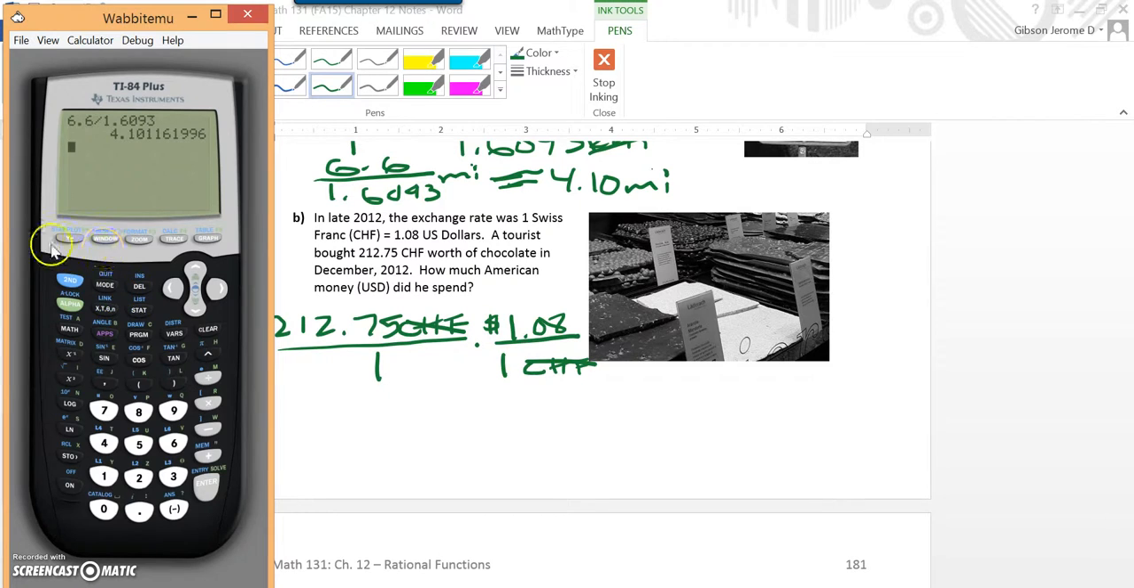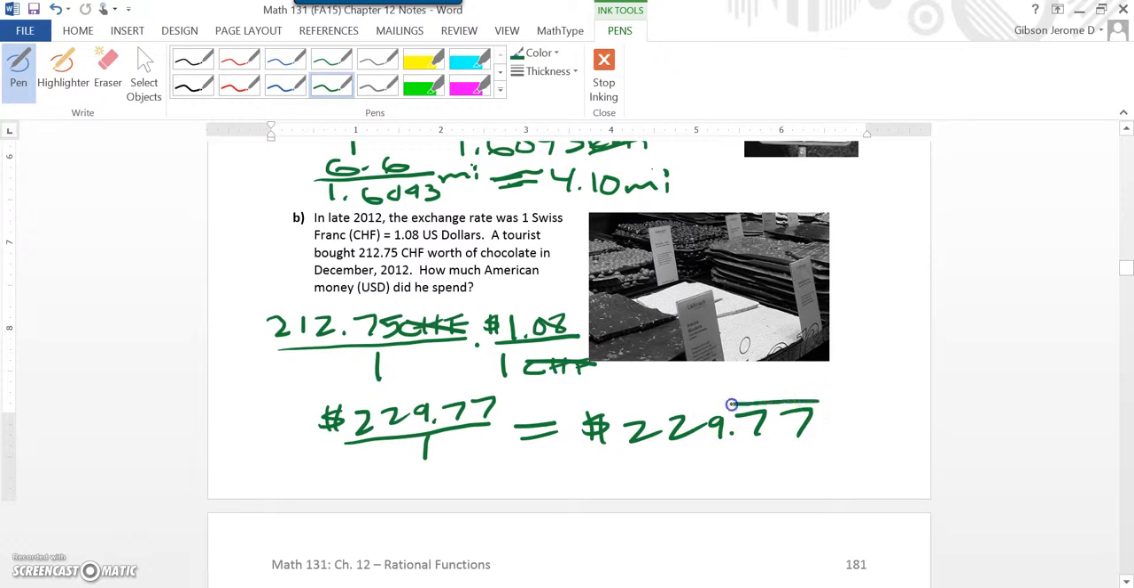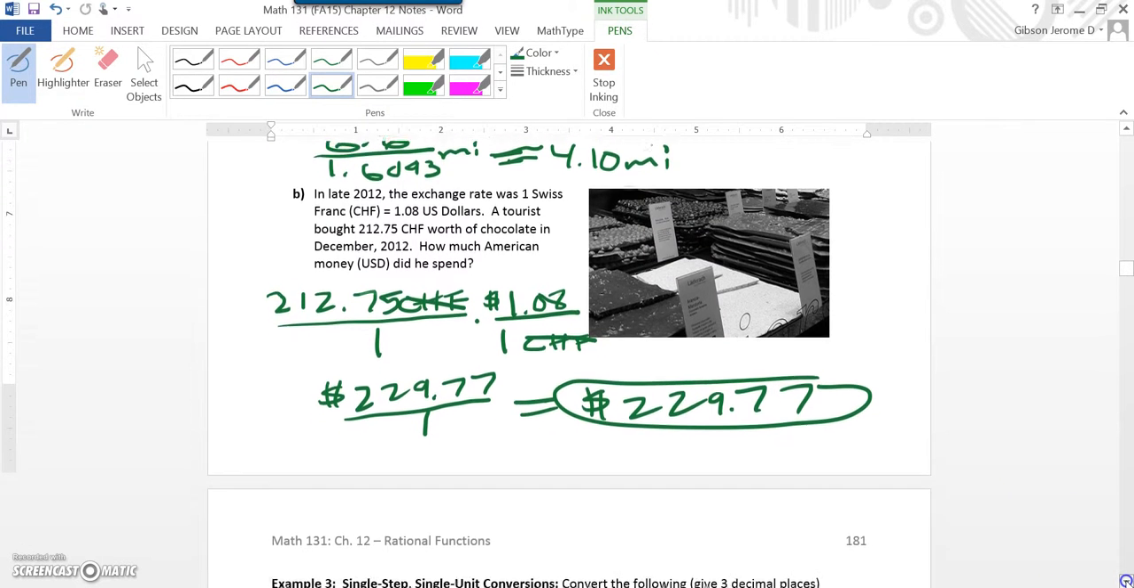We can use our calculator. 212.75 times 1.08. That gives us 229.77. That will be over 1, and it'll be dollars. So it will be exactly $229.77. That's how much was spent in American money.